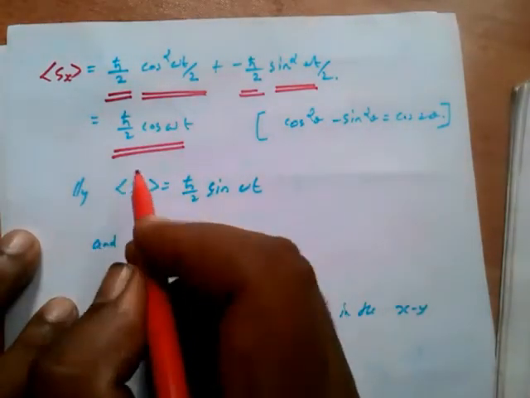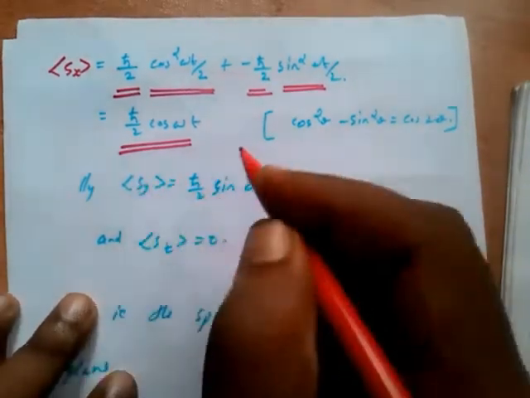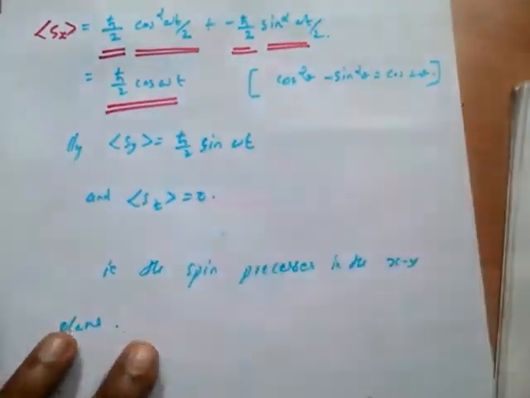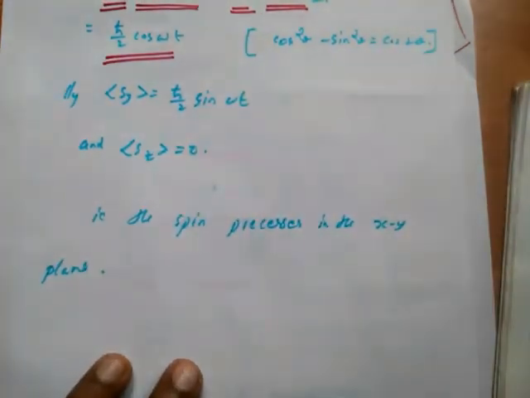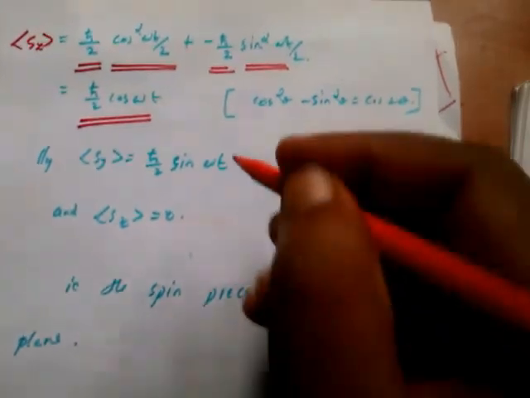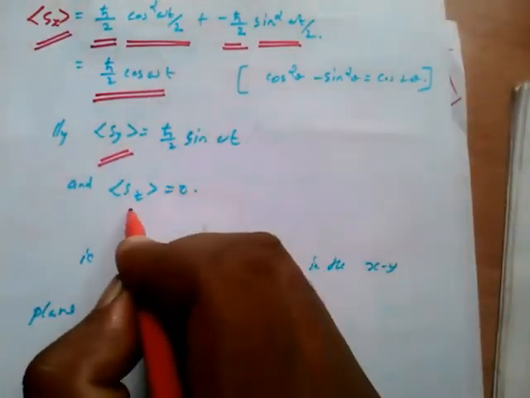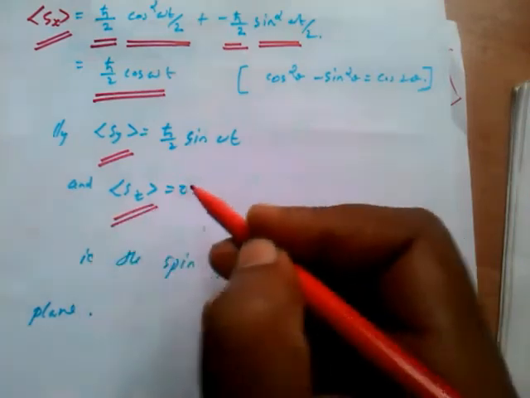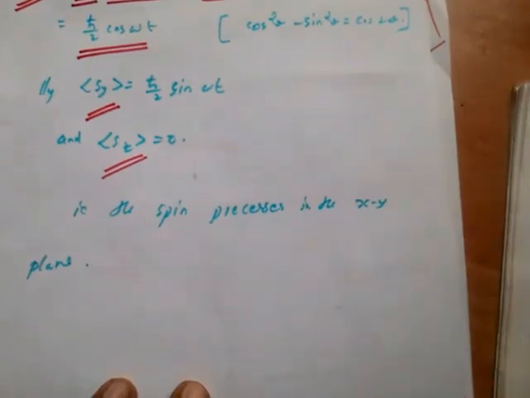Similarly, if we find the expectation value of Sy, we will get h cross over 2 sin omega t. And if we find the expectation value of Sz, we will get 0. That means we are getting a finite value for Sx, a finite value for Sy, and the expectation value of Sz as 0. That means the spin precesses in the xy plane, not in the z plane. It precesses in the xy plane.